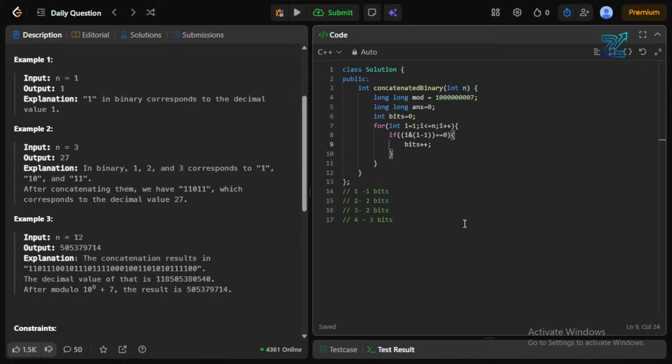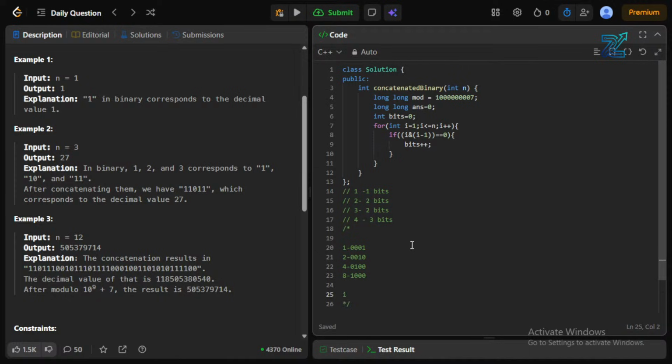So for powers of 2, what are the values we will get? For 1 we will get 0, 0, 1, right? For 2, here we will add another 0, so for 2 we will get 0, 0, 1, 0. For 4, what we will get? 0, 1, 0, 0. So for 8, 1000, right? For such numbers like 1, 2, 4, 8, this condition will be checked.